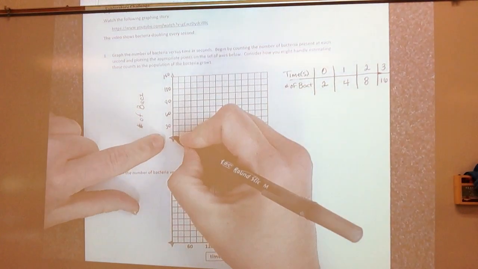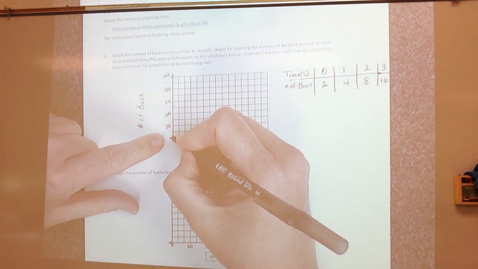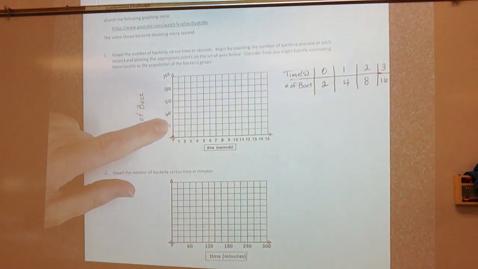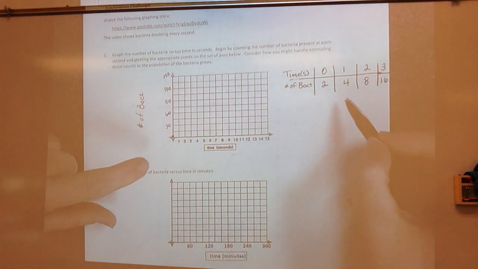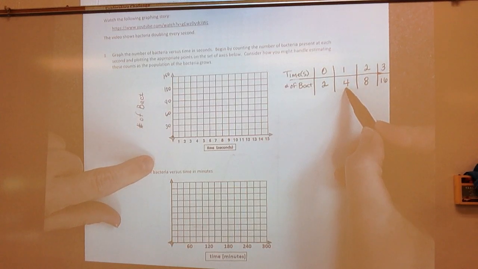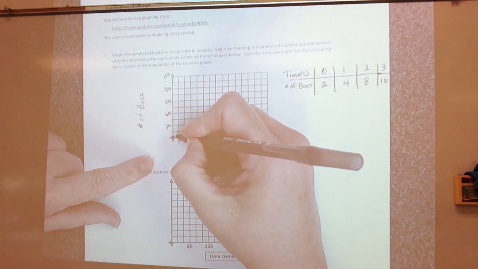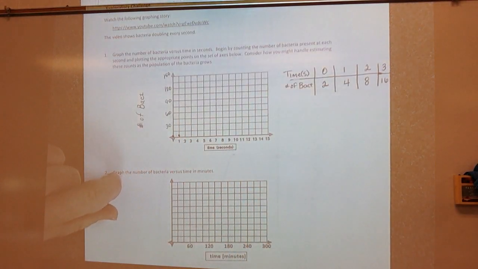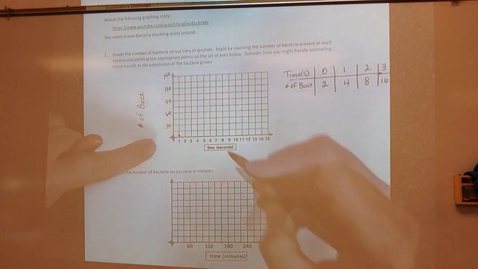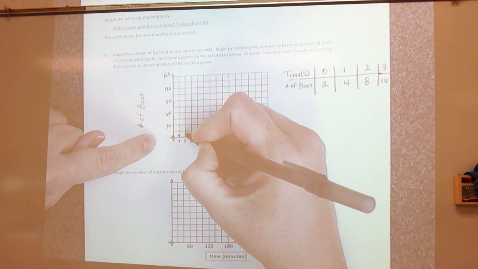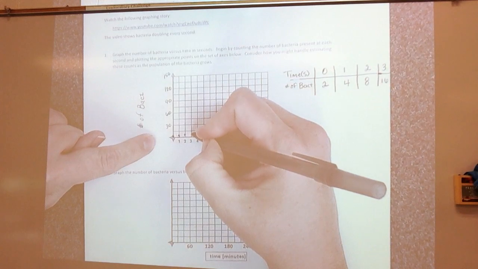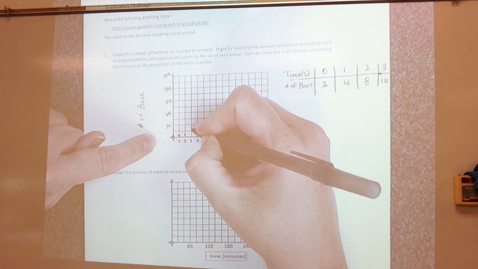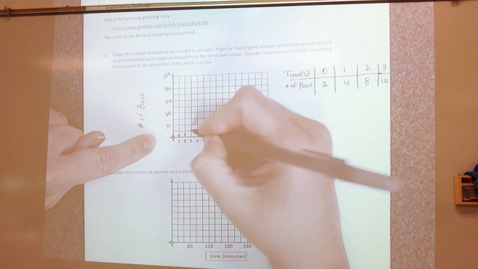Now, at 0, there's 2 bacteria. So, guys, it's going to be really, really close to that 0. At 1 second, I had 4. It's not going to change much, okay? At 2 seconds, I had 8. Once again, I'm not going to see a lot of change. At 3 seconds, I had 16, which is going to get a little bit bigger here.